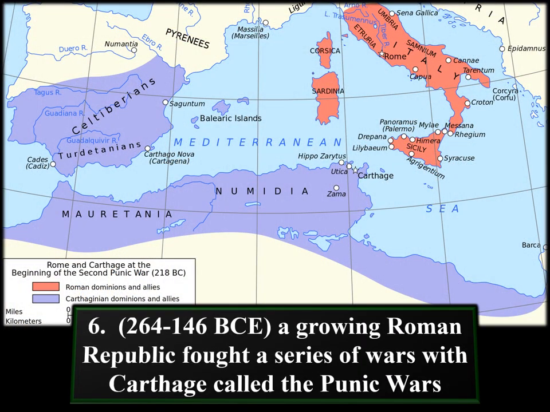Between 264 and 146 BC, that growing Roman Republic that we will talk about in a later unit starts to fight a series of wars with Carthage called the Punic Wars. The reason they're called the Punic Wars is because in Latin, which of course is the language of the Romans, the word punica means Phoenician. So they knew that the Carthaginians were, of course, the descendants of the Phoenicians.